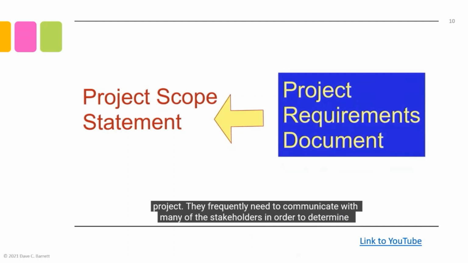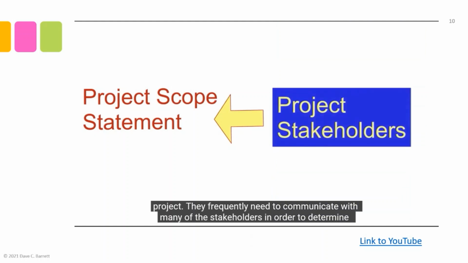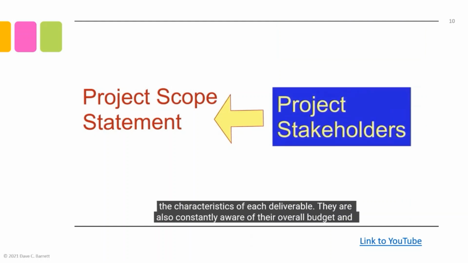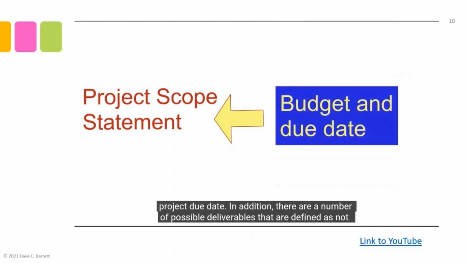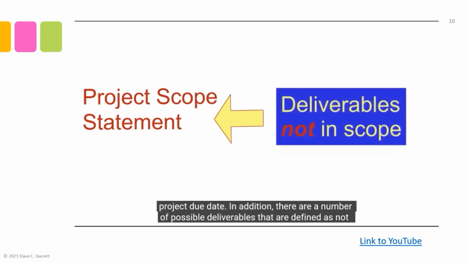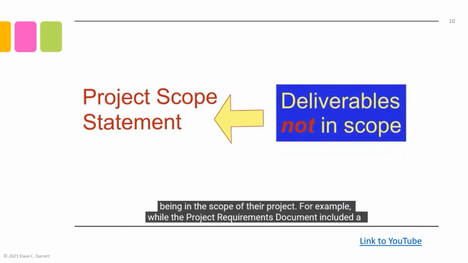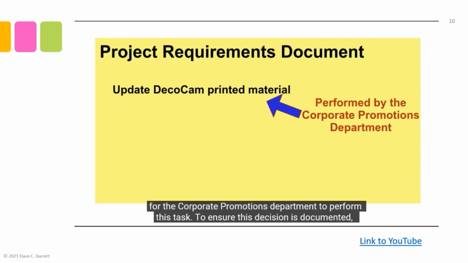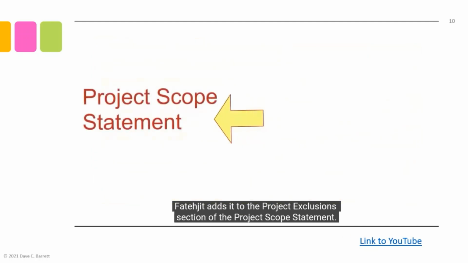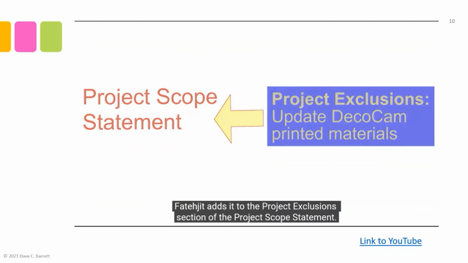They frequently need to communicate with many of the stakeholders in order to determine the characteristics of each deliverable. They are also constantly aware of their overall budget and project due date. In addition, there are a number of possible deliverables that are defined as not being in the scope of their project. For example, while the project requirements document included a requirement to update DecoCam printed material, it was decided that it would be more effective for the corporate promotions department to perform this task. To ensure this decision is documented, Fattyjet adds it to the project exclusion section of the project scope statement.